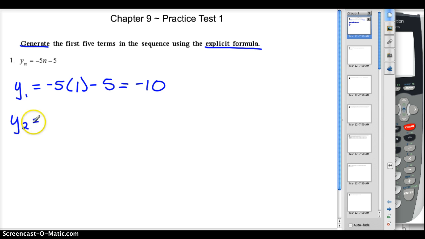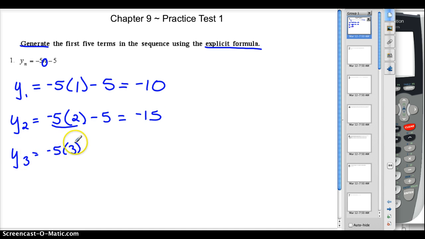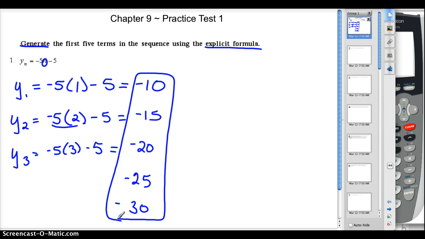Y sub 2, same thing, only for the n, we're going to substitute in 2. So this would be negative 10 minus 5 would be negative 15. Y sub 3 would be negative 5 times 3 minus 5. And that's negative 20. Well, I see a pattern going on here, negative 10, negative 15, negative 20. So I'm going to say my next numbers are negative 25 and negative 30. We've got a little arithmetic sequence going on here.